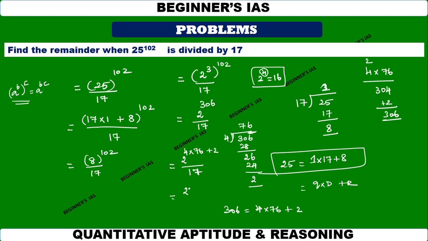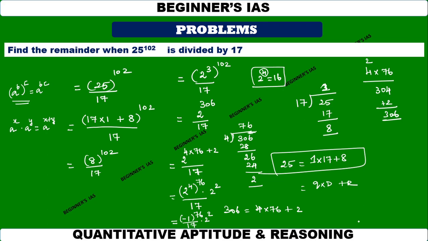Here this can be written as 2 power 4, the whole power 76. This plus can be written as, you know, right? Base is same, A power X into A power Y, then we can add the powers. Now listen carefully. This can be expressed as 2 power 2, divisible by 17. 2 power 4 is nothing but 16. It leaves you a remainder of minus 1. Therefore minus 1 the whole power 76, into 2 power 2, divisible by 17.